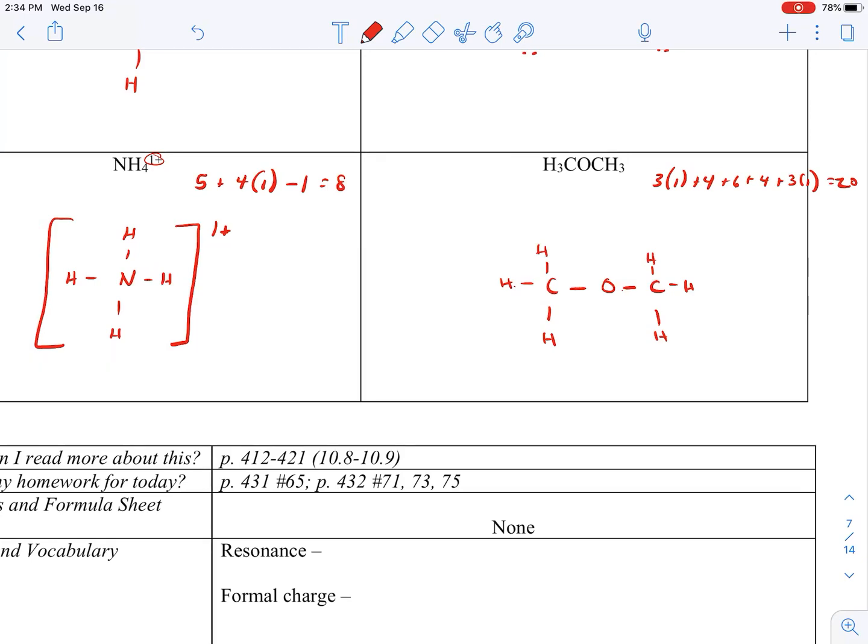But carbon is happy, but our oxygen is not quite happy. So we have some lone pairs that we can put out there, and we can put those lone pairs on oxygen. And look, now oxygen is full as well.